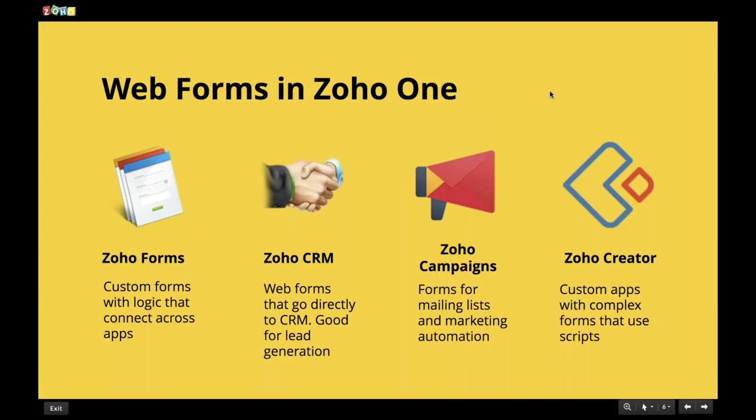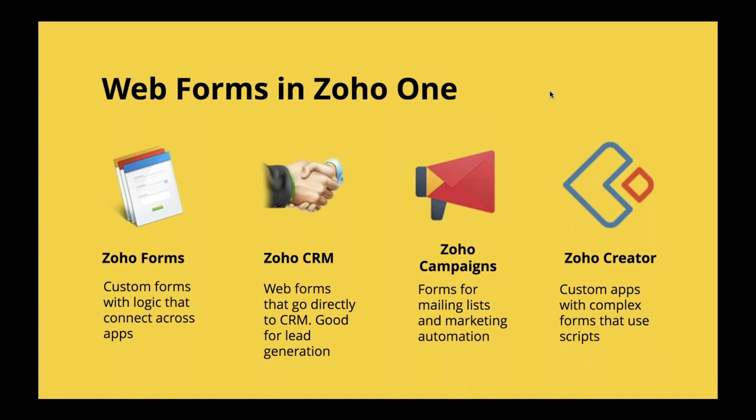So when we talk about getting this passive engagement, there are different kinds of forms that we can use on our website for different needs. There are about 4 applications, I would say, that offer form functionality. The first one is Zoho Forms, and this is a tool that you use to make custom forms that you can add logic to, and that will also be able to connect with different applications. So I'll show you an example of that on a demo website.